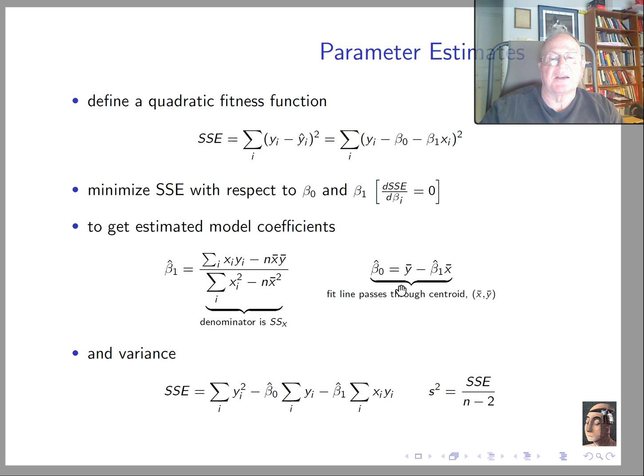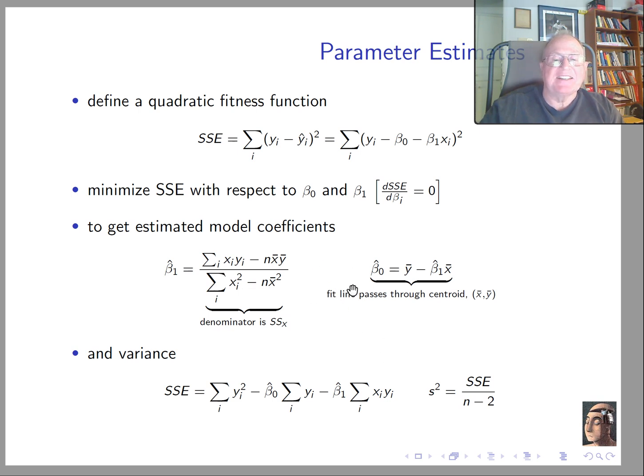Now this is interesting because this solution tells us that the fit line passes through the point x bar and y bar, and that point's called the centroid. We'll talk about the centroid a little bit more later. The other solution is the slope. The slope is the sum of squares for the cross products, so the sum of x times y's, minus the sample size times the product of the means, divided by the sum of squares for the x's.